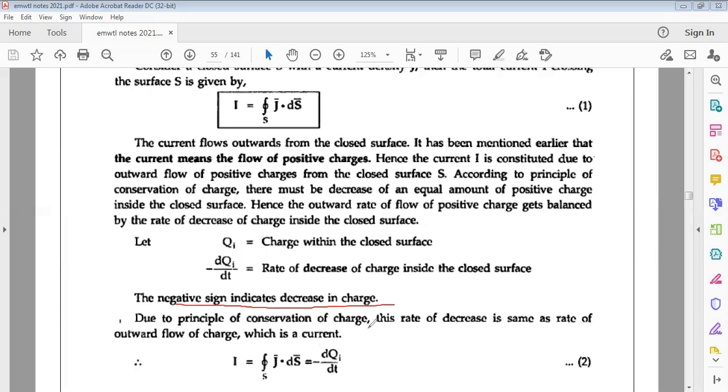Due to the principle of conservation of charge, this rate of decrease is the same as, remember my dear students, it's a very important point, the rate of outward flow of charge. Nothing but a current term. The current I is equal to, we know the relation, the integral of J bar dot ds bar. The charge changes with respect to time, and the negative sign indicates the decrease of charge. So I is equal to minus dq by dt, which is also equal to the integral of J bar dot ds bar.